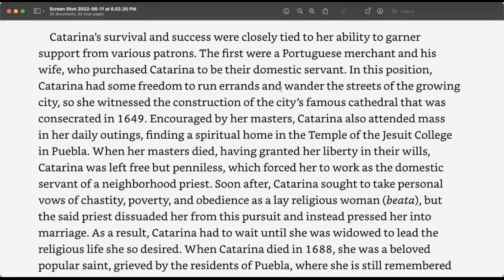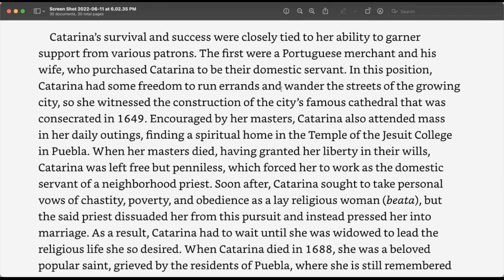In this position, Katarina had some freedom to run errands and wander the streets of the growing city. So she witnessed the construction of the city's famous cathedral that was consecrated in 1649. Encouraged by her masters, Katarina also attended Mass in her daily outings, finding a spiritual home in the temple of the Jesuit College in Puebla. The Jesuit College. When her masters died, having granted her liberty in their wills, all right, so she was freed, Katarina was left free but penniless, which forced her to work as a domestic servant of a neighborhood priest.